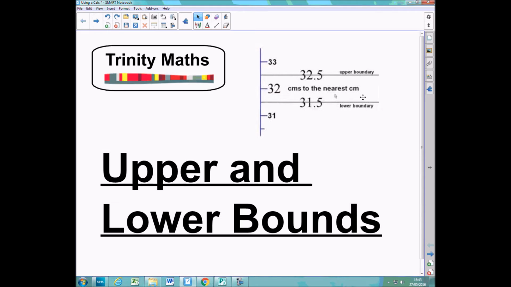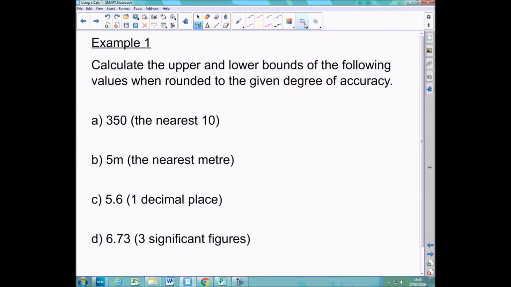Now, when we have answers that are rounded, usually we have to give them to a certain degree of accuracy. So, for example, in my picture here, I've got the number 32, and that is to the nearest centimetre. That tells me that my answer must lie between the values of 31.5 and 32.5, because any value in between those two numbers, if I rounded it, would give me the answer of 32. So these numbers, 31.5 and 32.5, are what we call the lower bound and the upper bound.